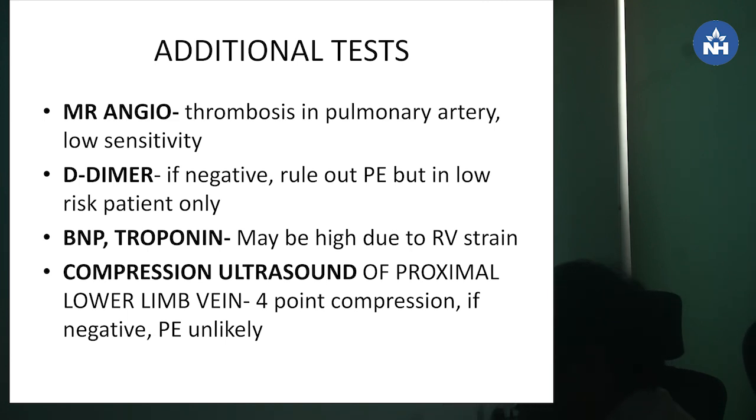D-dimer. D-dimer if negative rules out PE, but in low risk patients. In high risk patients, D-dimer value does not matter much actually, and there is an age adjusted D-dimer value after 50 years of age. BNP and troponin may be high due to RV strain, a complication of pulmonary embolism. Compression ultrasound of proximal lower limb veins, 4-point compression, bilateral femoral and popliteal. If negative, pulmonary embolism is unlikely.